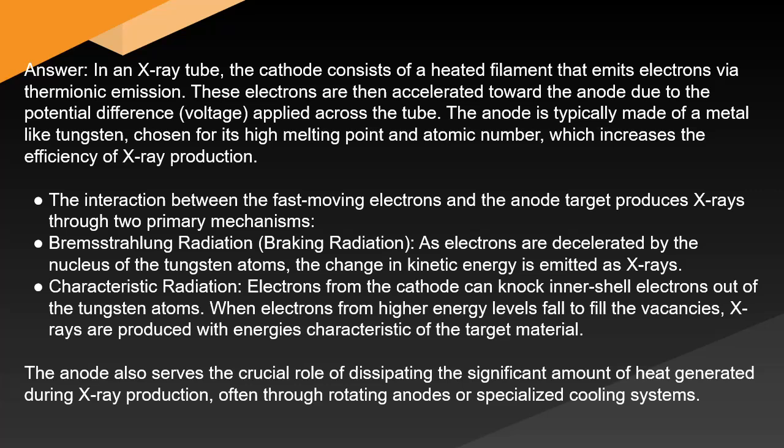The interaction between the fast-moving electrons and the anode target produces X-rays through two primary mechanisms. Bremsstrahlung radiation, or braking radiation: as electrons are decelerated by the nucleus of the tungsten atoms, the change in kinetic energy is emitted as X-rays. Characteristic radiation: electrons from the cathode can knock inner shell electrons out of the tungsten atoms. When electrons from higher energy levels fall to fill the vacancies, X-rays are produced with energies characteristic of the target material. The anode also serves the crucial role of dissipating the significant amount of heat generated during X-ray production, often through rotating anodes or specialized cooling systems.